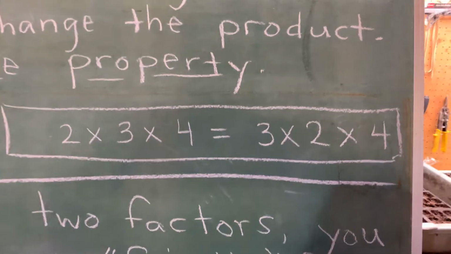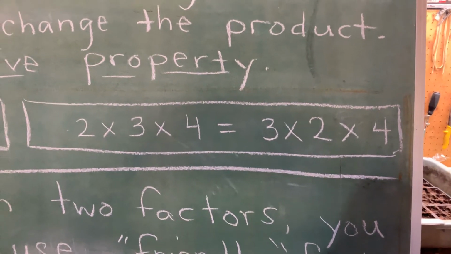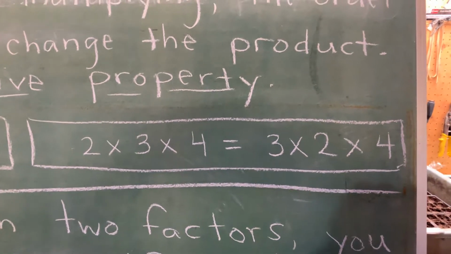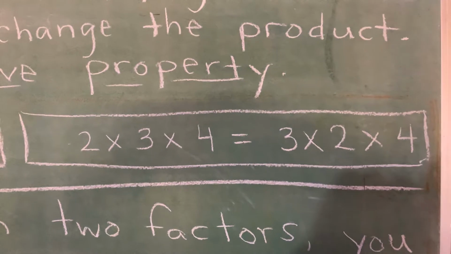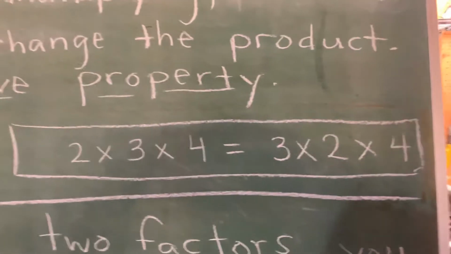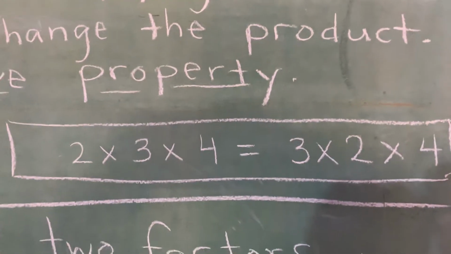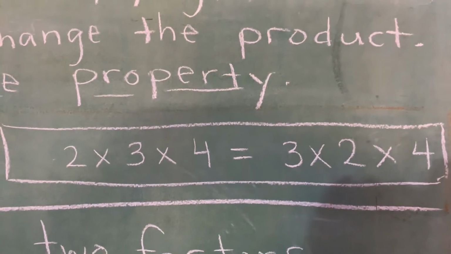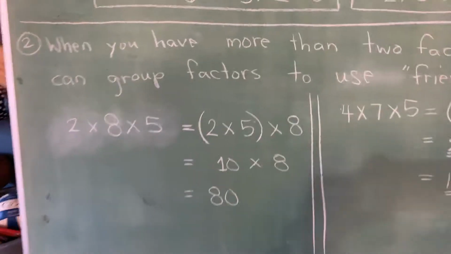Likewise, when you add additional factors like 2 times 3 times 4, you can mix and match those any way you would like, and the product is unchanged. So 2 times 3 is 6, 6 times 4 is 24, 3 times 2 is 6, times 4 is 24. So the order of those factors does not matter. So that will help you on page 13. Pages 14 and 15 are a little bit more advanced.